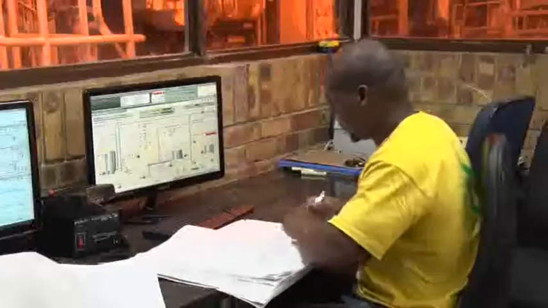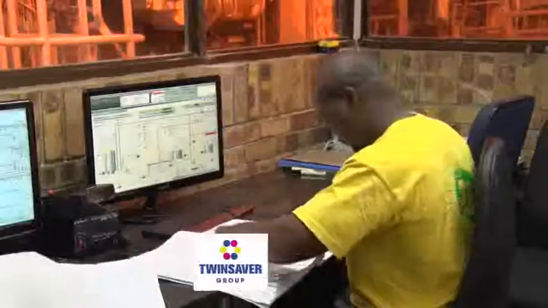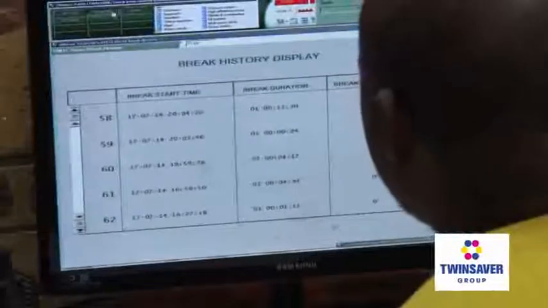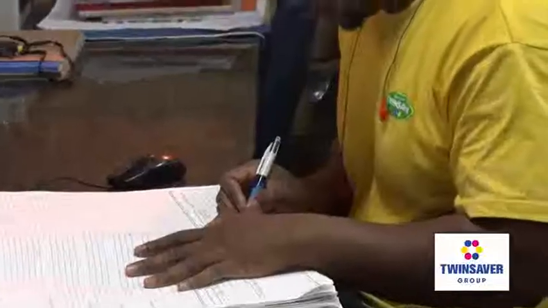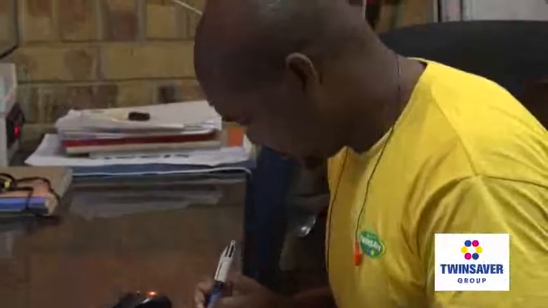At the end of the day, the wood and paper manufacturing machine minder has to fill in a production report to show how many of these large rolls of tissue paper were successfully produced on his shift.